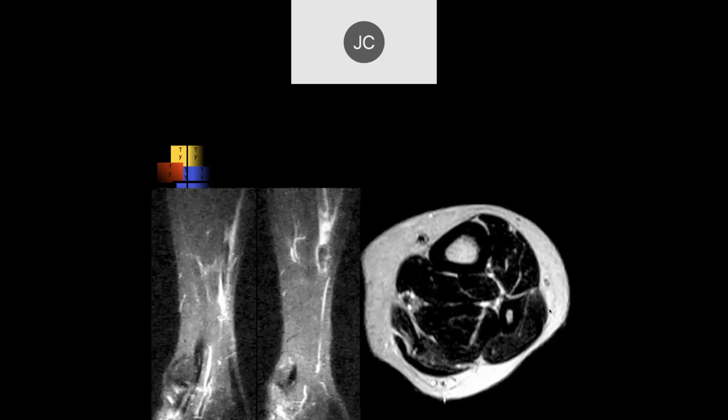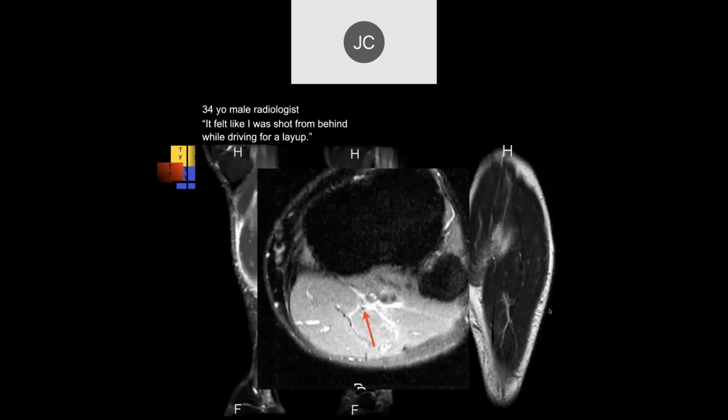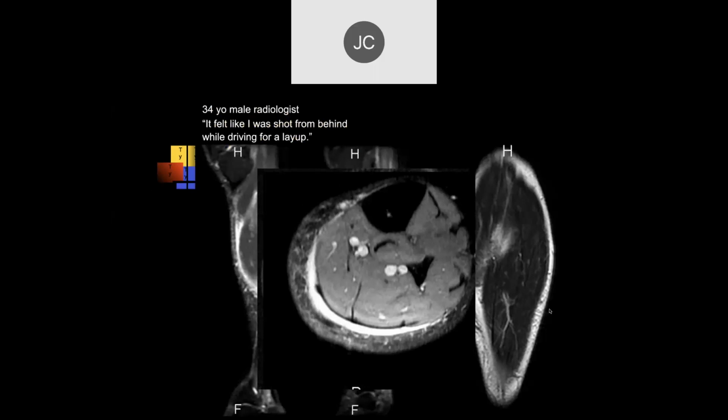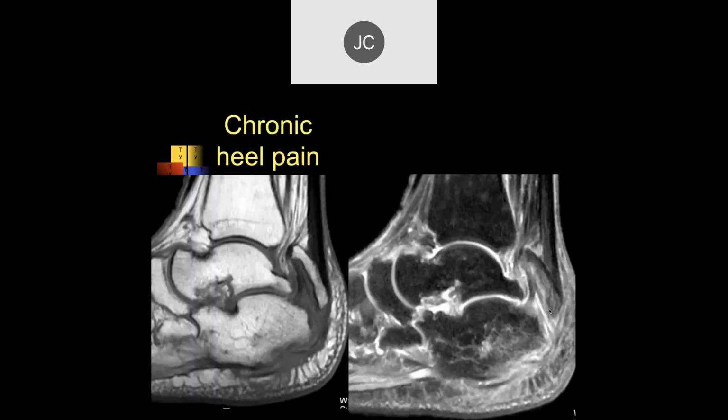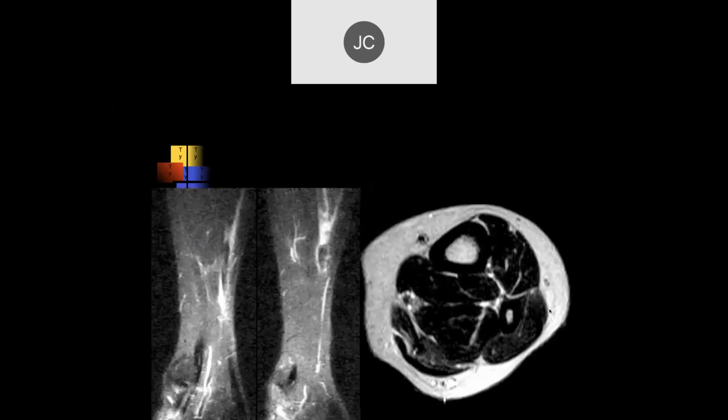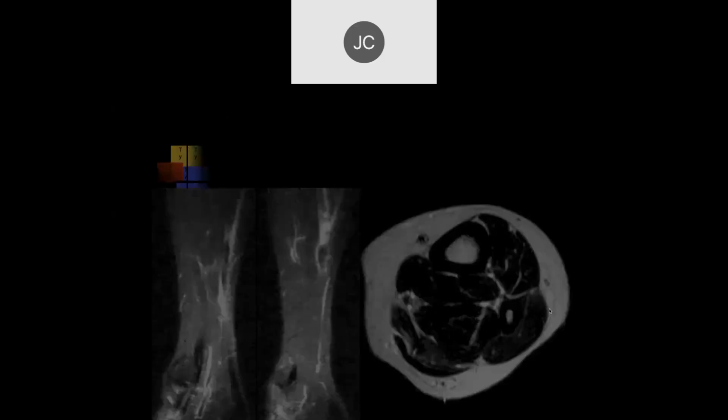Let me just see. I think, why don't we stop here and we will start up again tomorrow and continue, probably getting through most of the tendon disease tomorrow.